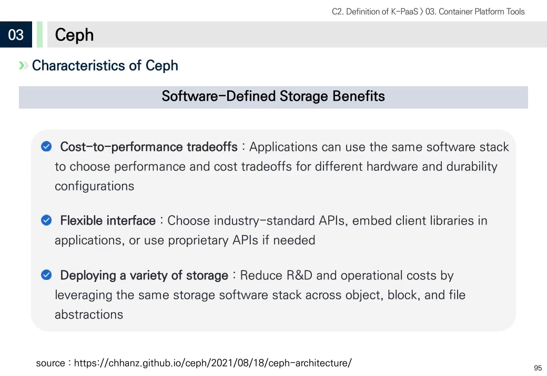First, your application can choose the performance and cost trade-offs of different hardware and endurance configurations using the same software stack. Second, flexible interfaces allow you to choose industry-standard APIs, embed client libraries in your application, or use proprietary APIs if needed. Third, you can implement a variety of storage, reducing R&D and operational costs by utilizing the same storage software stack across object, block, and file abstractions.